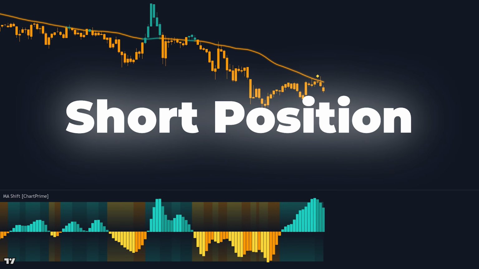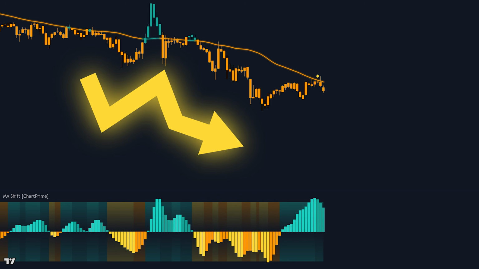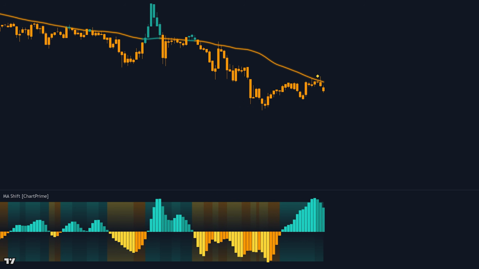Now for a short position, it's going to be the opposite. The moving average should be orange, indicating that price is in a downtrend. Rule number 1 is to wait for a minor pullback toward the moving average. Rule number 2 is that the oscillator should turn dark blue, suggesting a weakening pullback within the downtrend. Rule number 3 is that an orange diamond should appear on the chart, signaling a potential downward continuation.